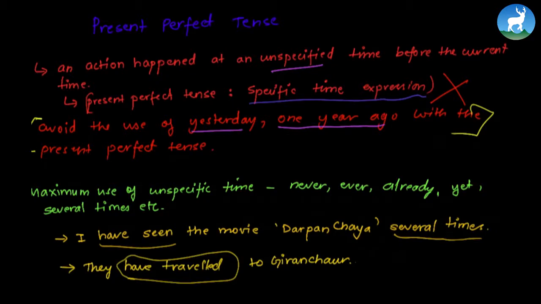Make maximum use of unspecific time expressions. For example, never, ever, already, yet, several times. Example, they have traveled to Giranchor. You've not specified the time expression here. You can also write, they have never traveled to Giranchor. This is correct as well. I have seen the movie Darpan Chhaya several times. This is the present perfect tense.